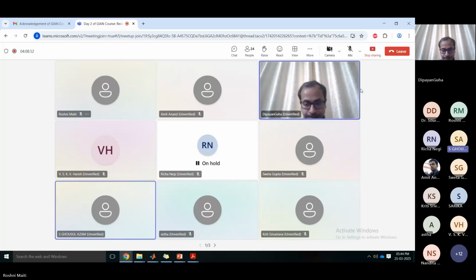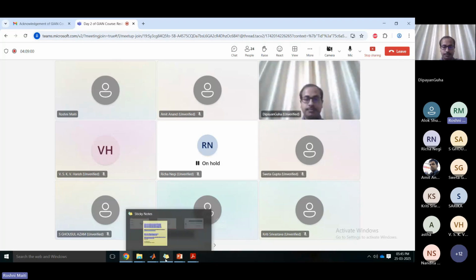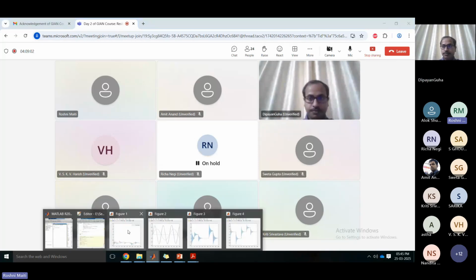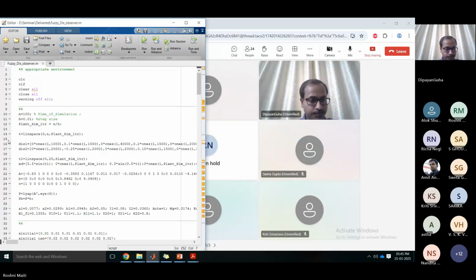Ma'am, what is the step size that you have used for RK method? For RK method, I have used 0.01 most probably. We can use 0.01 step size, and the total simulation time I have used as 100.